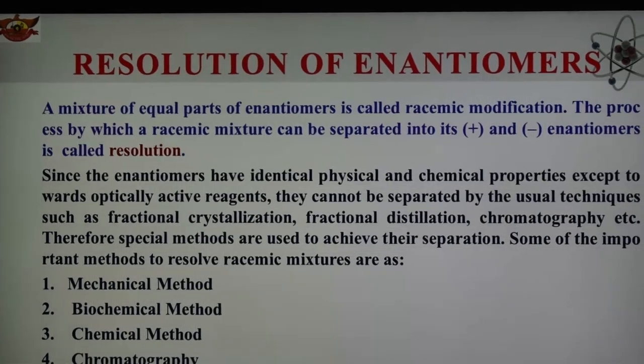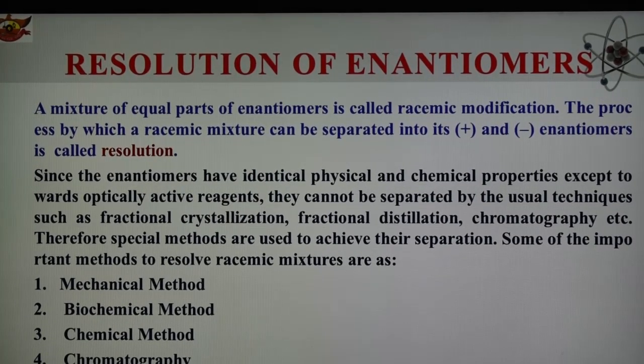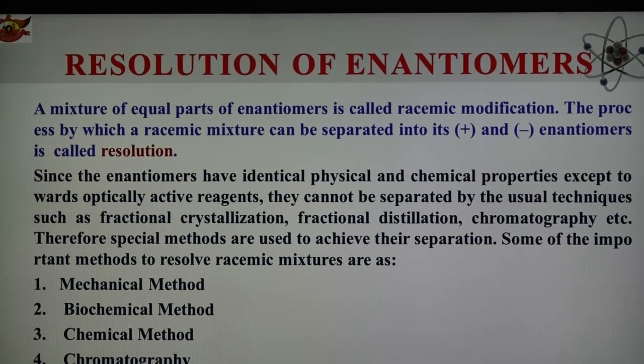So the first method is the mechanical. First, what is resolution and enantiomers. As we know, equal parts of enantiomers is nothing but the racemic modification, and the process by which the racemic mixture or modification can be separated into D or L enantiomer, that is positive or negative, is known as resolution. A racemic mixture is optically inactive because the rotation caused by one enantiomer is cancelled by the other part, and therefore it is optically inactive.